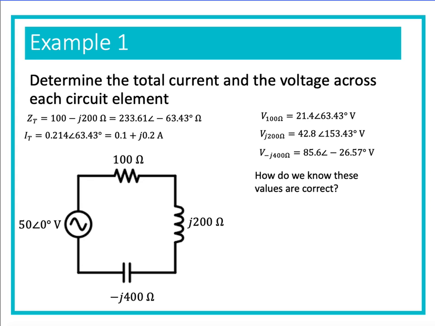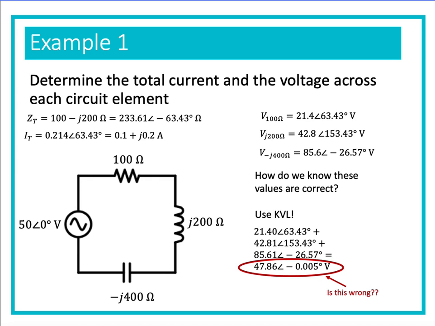So what we're going to do is use Kirchhoff's voltage law, because the voltage drop across each one of these elements should equal the source, and we're going to add those three voltages together and see if we can get 50 at an angle of 0. And we don't. We get 47.86 at an angle of minus 0.005 degrees. So is that wrong? It didn't add up to 50 at an angle of 0.